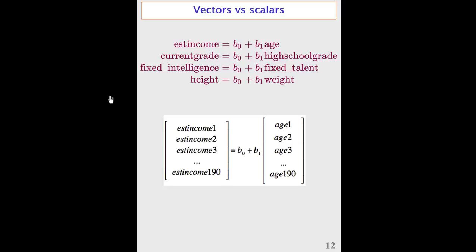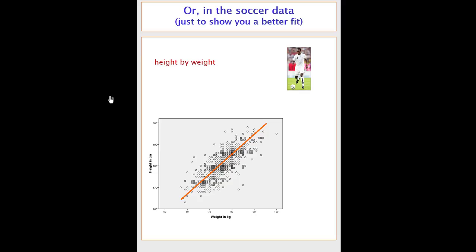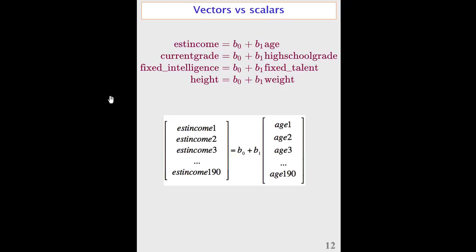equal to, well, a scalar b0 plus b1 times the age of the first person, age of the second person, and so on. And what we let the data do is try to figure out what these numbers are. So here, what the B0 is and what the B1 is for this line over there. But all based on vector algebra.